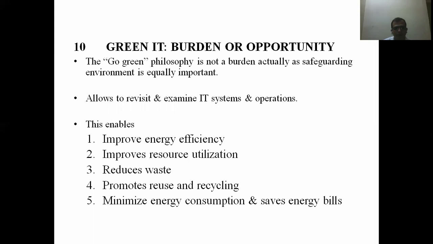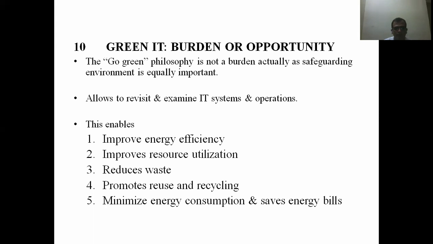The go green philosophy is not a burden. Safeguarding the environment is equally important, because protecting the environment is the major concern in green. In the future, if the environment is affected, human beings will be affected too, and obviously it will be a disaster for human beings themselves. So going green is an opportunity, it is not a burden. It allows us to revisit and examine IT systems and operations.